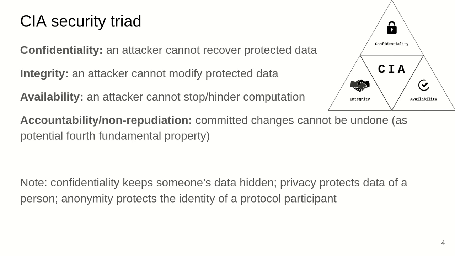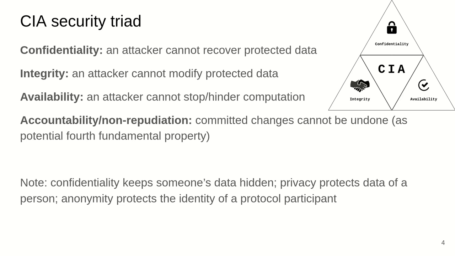Recently, what we added to extend the security triad is a fourth fundamental property, and this is called accountability or non-repudiation, as in committed changes cannot be undone. So after having sent an email to the server, the attacker cannot undo sending this email. So the attacker cannot lie about not having sent the email. As in there's some kind of commit log that tells us, this person has sent an email and this log cannot be undone.